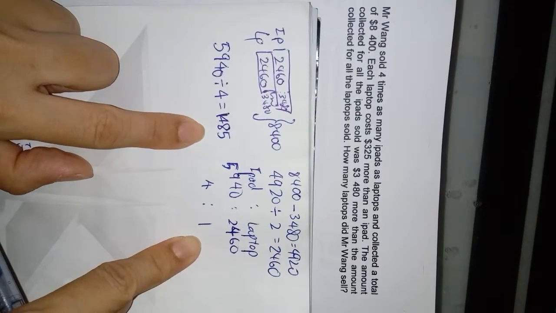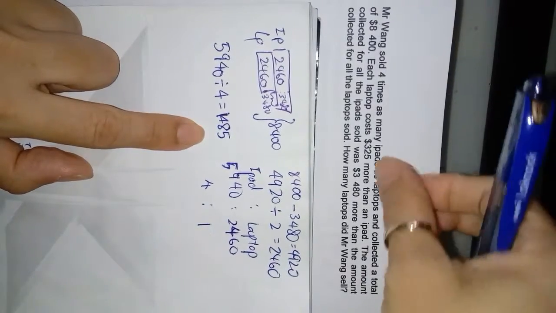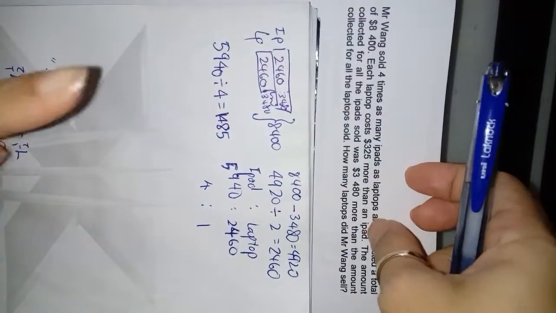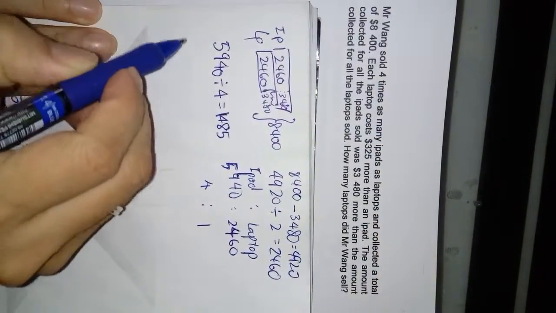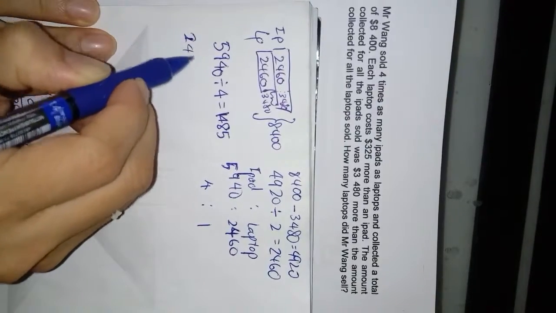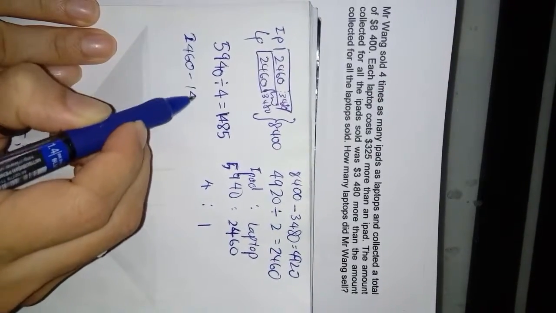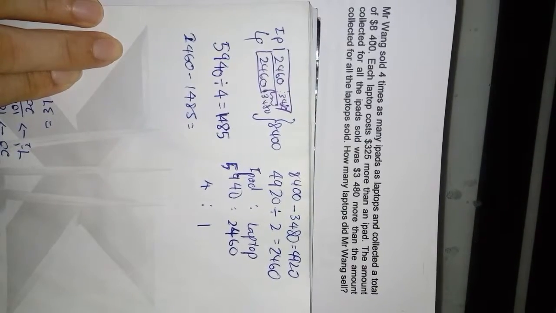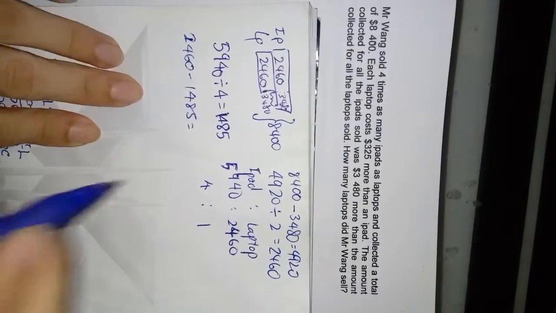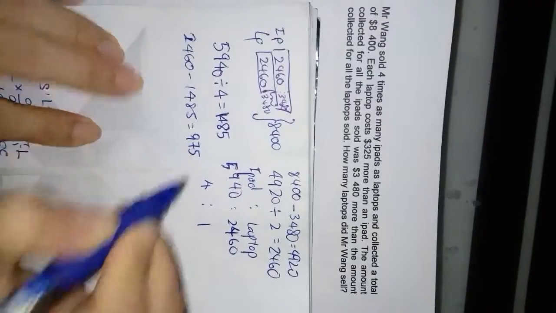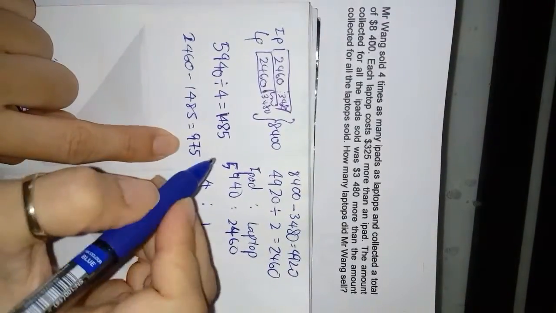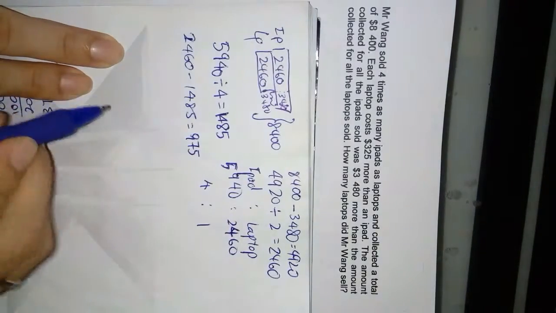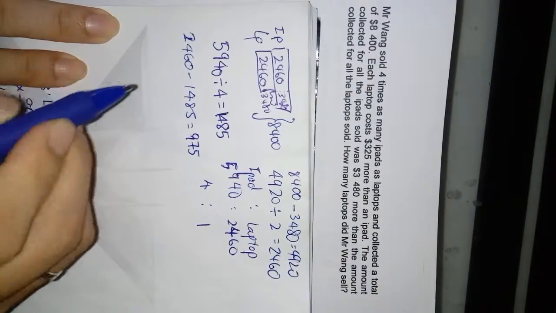So now you have to use set off. Remember set off? 1 laptop costs 325 more than 1 iPad. Now, how much more do I have now? 2,460 minus 1,485. How much more? I get 975 more. So this is under set off. I don't know how many sets. So look at that, 325 is 1 set.